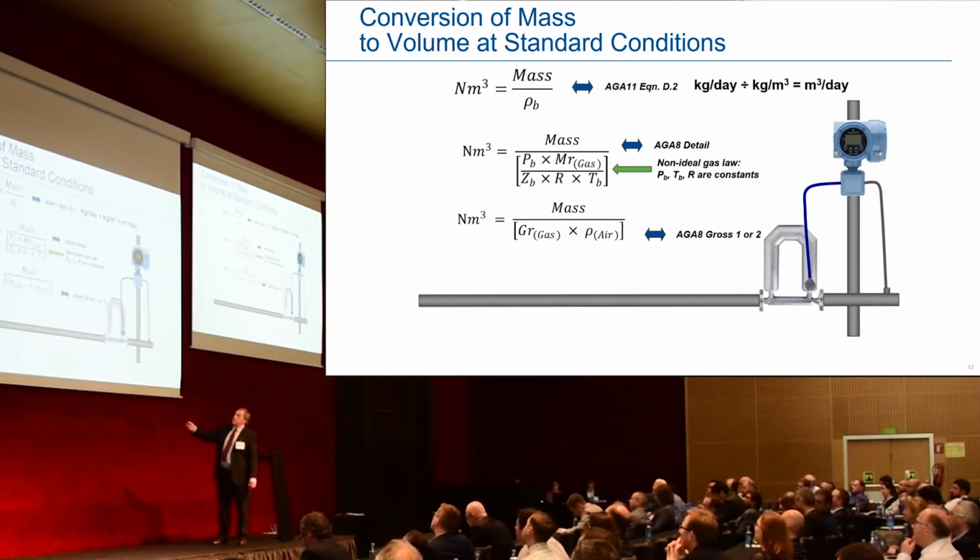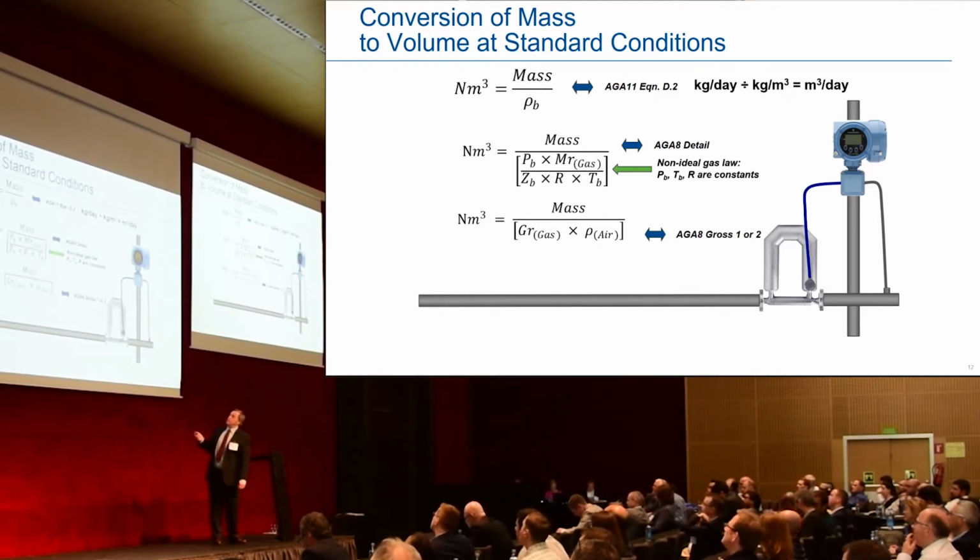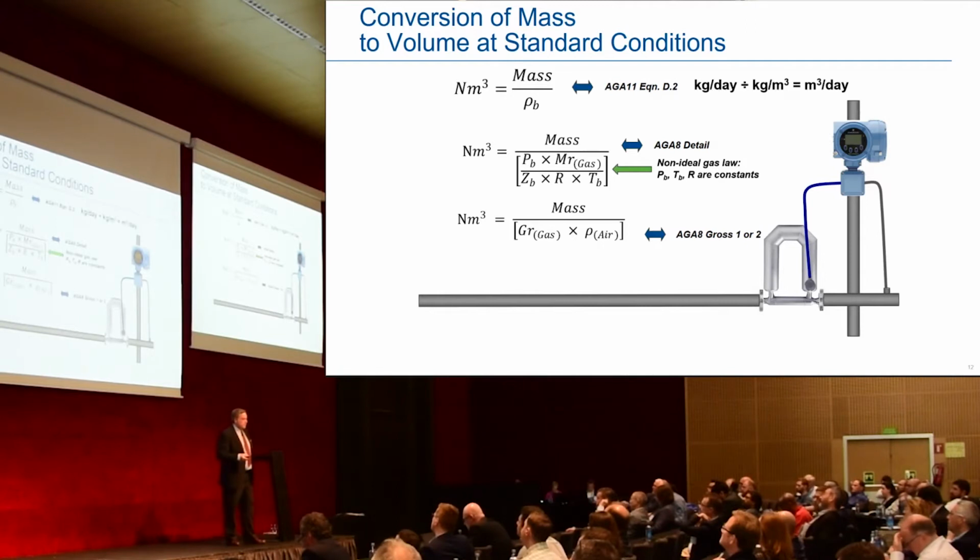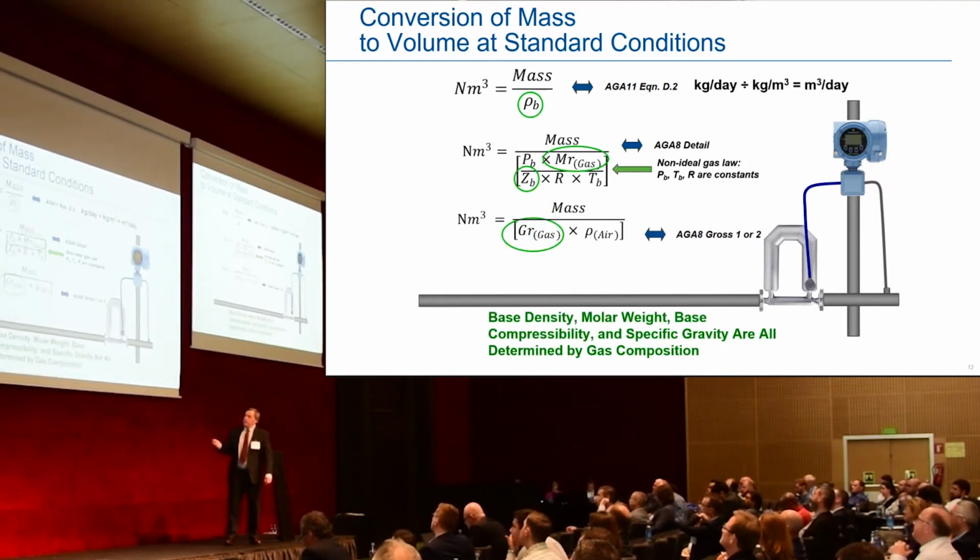This next equation is identical, other than that the term in the denominator is the non-ideal gas representation of this base density. And you can note that there are many constants in here: pressure, temperature, and the gas constant. The third equation is the specific gravity, and both of these are from AGA 8.